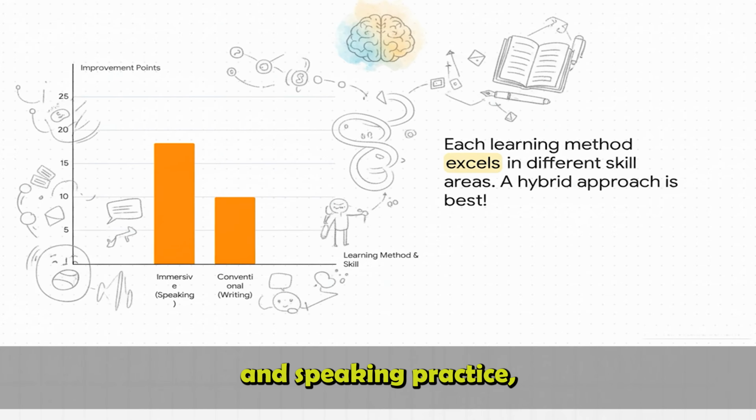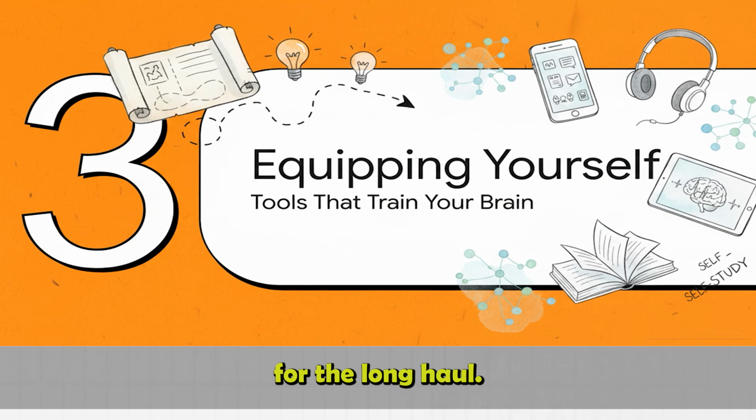All right, we have our map and we've chosen our path. Now it's time to pack our bags and equip our toolkit. And look, in the 21st century, our most powerful tools aren't just dusty old textbooks anymore. They're powerful apps and software that are specifically designed to leverage the science of how our brains actually learn and, more importantly, how they remember things for the long haul.